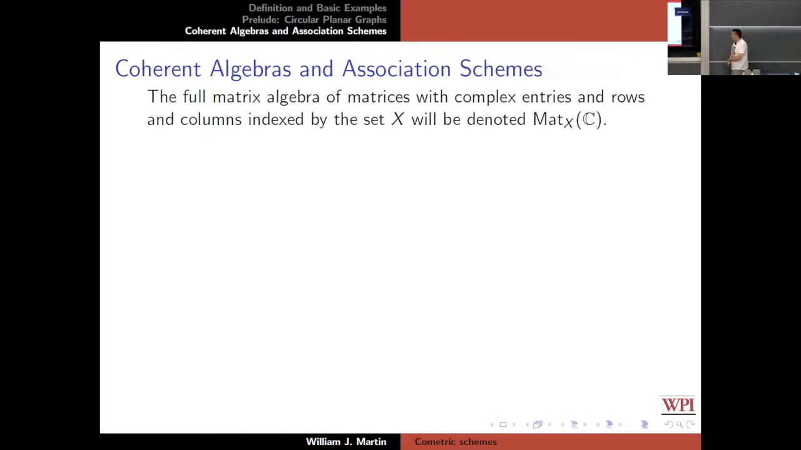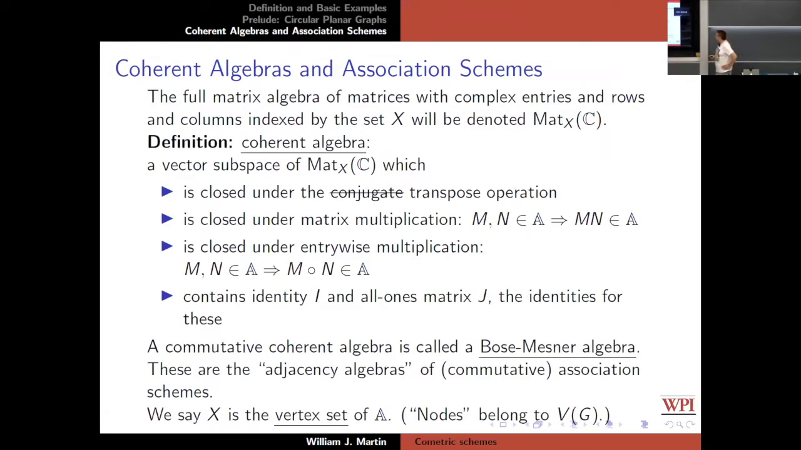Okay, so we're going to assume that our edge weights are inside a coherent algebra. So the set of all matrices with rows and columns indexed by this finite set X, Mat_X(C), is a coherent algebra. So it's a vector space of matrices, rows and columns indexed by X, that's closed under the transpose operation. So automatically closed under the conjugate transpose operation. Those are the same statement. It's closed under matrix multiplication, closed under entrywise multiplication, and contains the identities for those two multiplications. Okay, so here's the coherent algebra. A coherent algebra is commutative if and only if it's a Bose-Mesner algebra. So adjacency algebras and association schemes are the commutative coherent algebras.